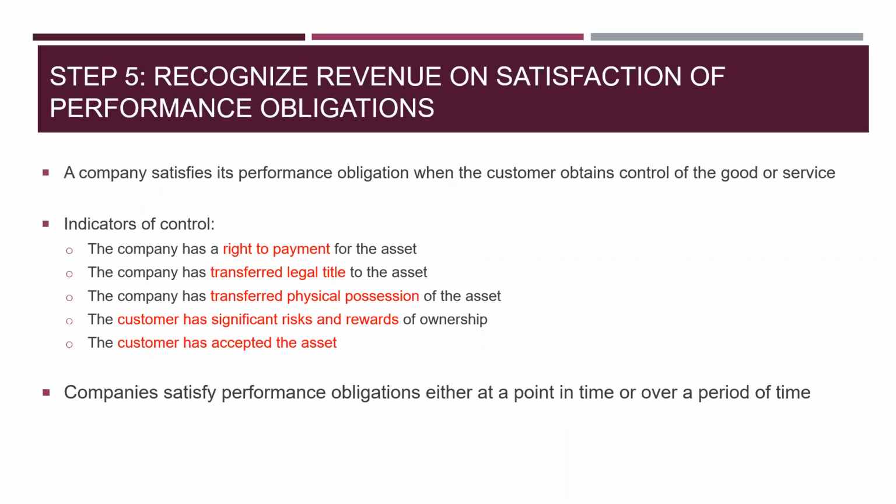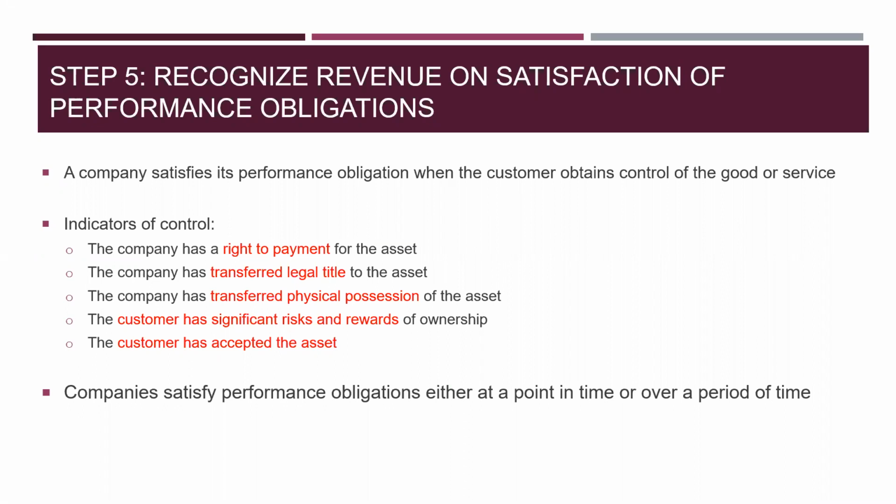Now, a company satisfies its performance obligations under step 5. Step 5 talks about when to recognize revenue. Either we can recognize revenue at a point in time, or we can recognize revenue over a period of time. That really depends on how and when your performance obligations are satisfied.